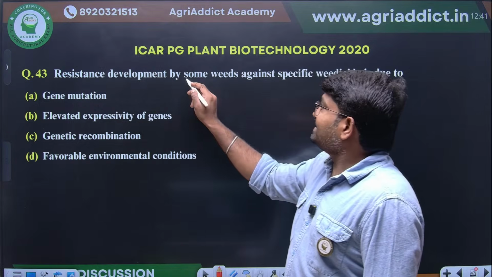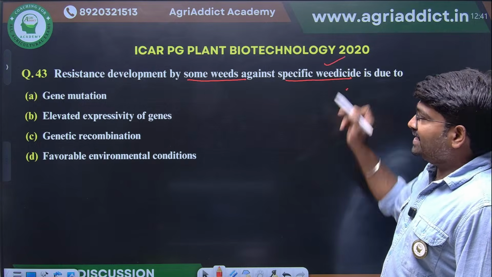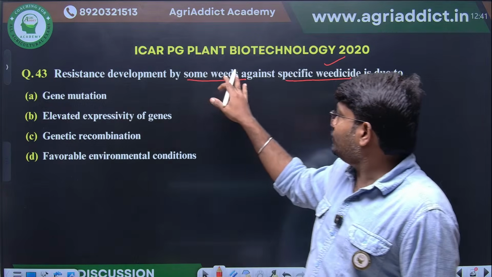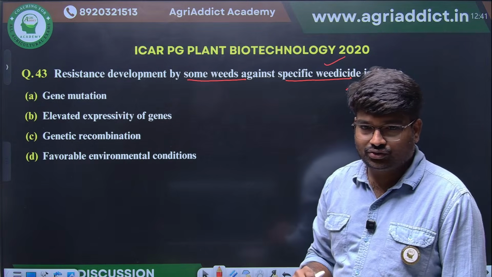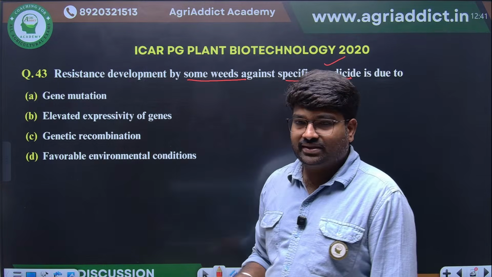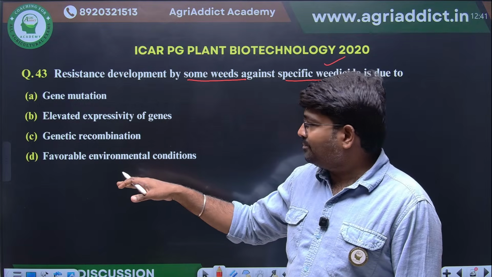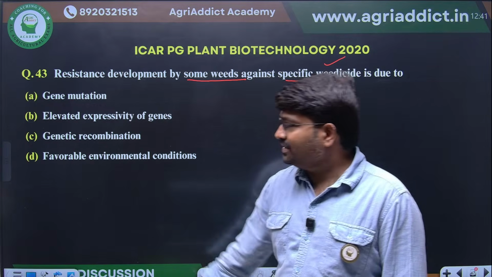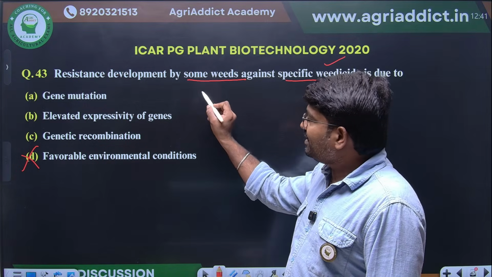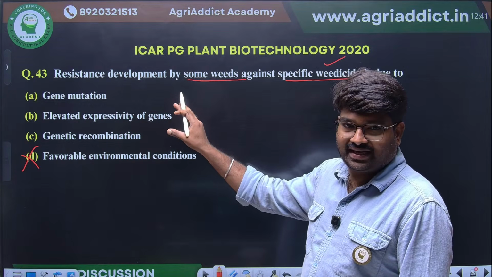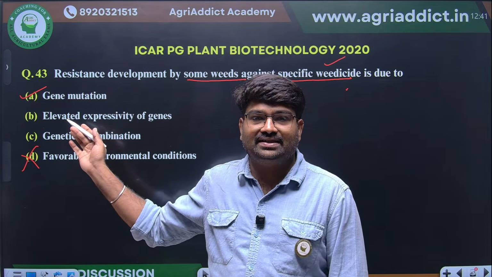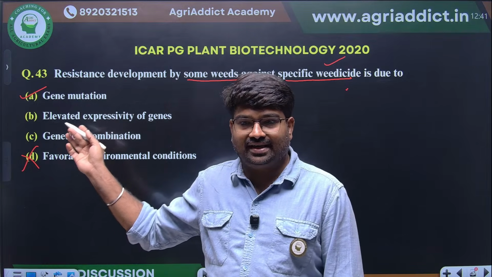Resistance developed by some weeds against specific weedicides is due to, why is it happening? Whether mutation of the genes will happen, or elevated expressivity of the gene, genetic recombination, or favorable environmental condition. This surely will not come. Yes. For example, a particular gene is specific to that herbicide; if we mutate that one, that resistance can happen. This we have already discussed in our plant biotechnology classes. You just go through this one.